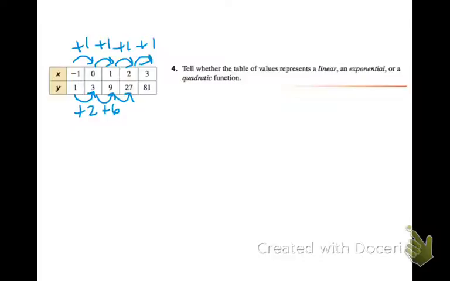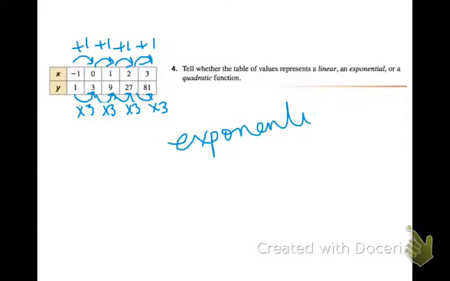So since it doesn't have a common difference, what about a common ratio? From 1 to 3 would be times 3, from 3 to 9, times 3, from 9 to 27, times 3, right? And don't forget to check the last one, times 3. So since it has a common ratio, it would represent an exponential function.